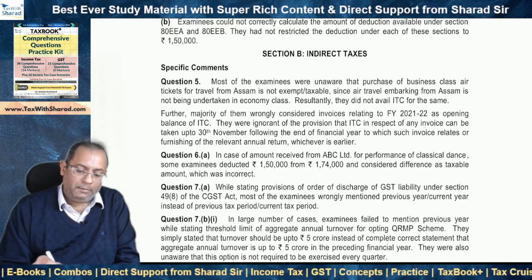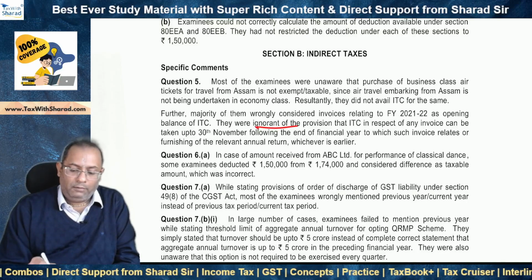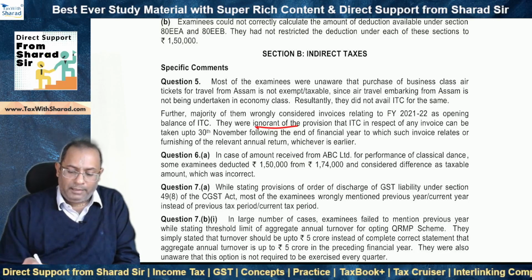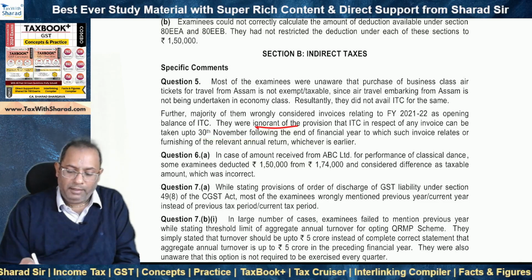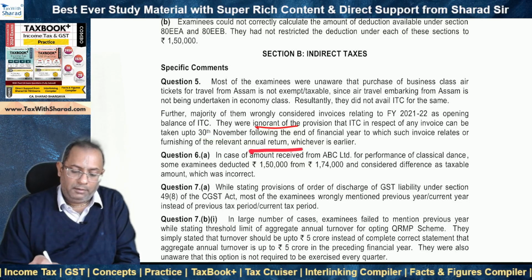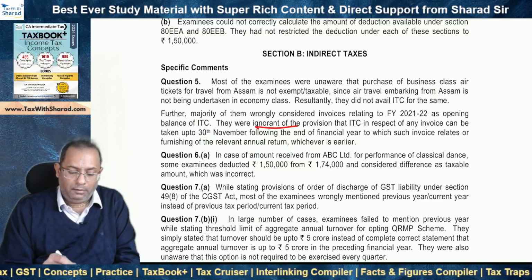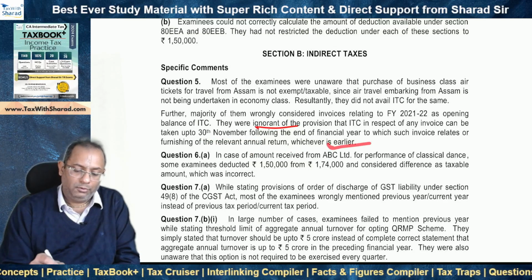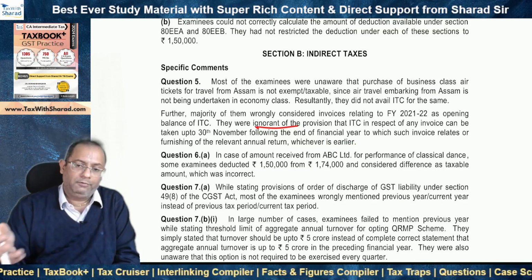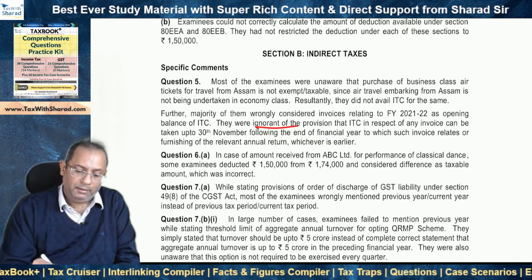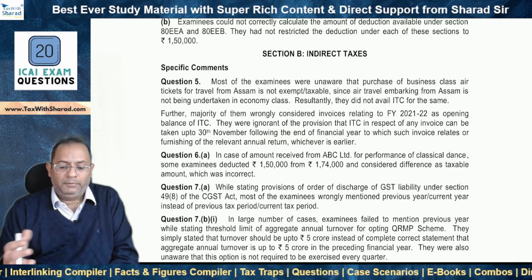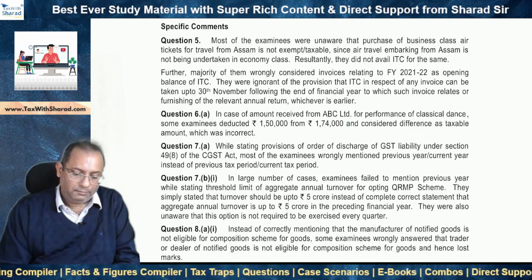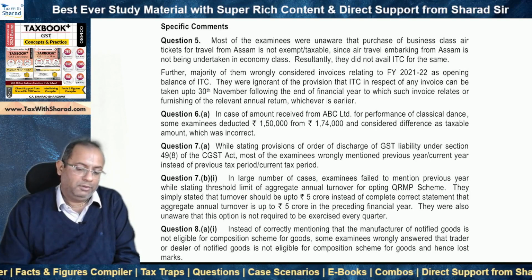So the comment says that they were ignorant of the provision that ITC in respect of any invoice can be taken up to 30th November following the end of FY or the furnishing of the relevant annual return, whichever is earlier. So they were ignorant, and instead of separately availing the ITC, they presented it as the opening balance, and consequently they lost marks on this count because the approach and the presentation were not correct.